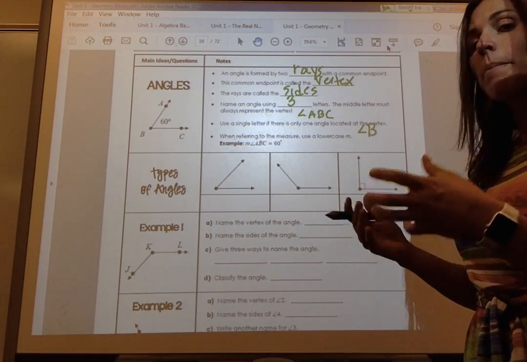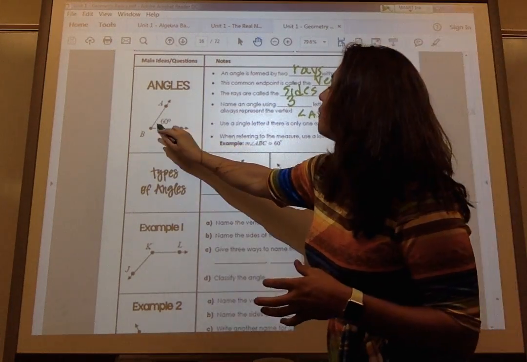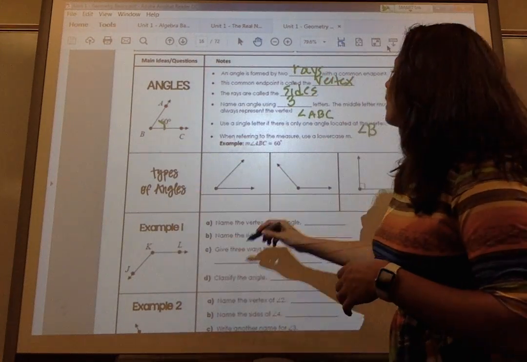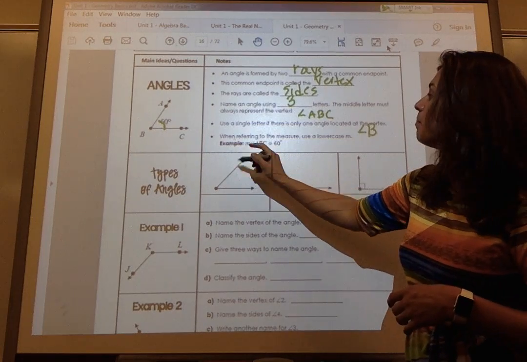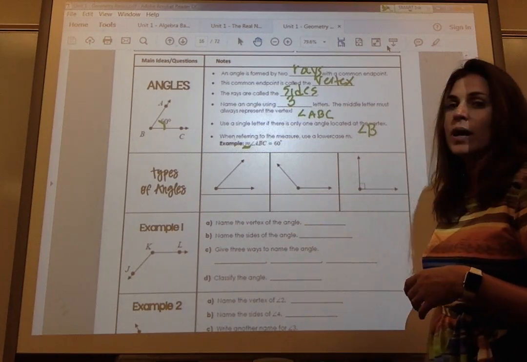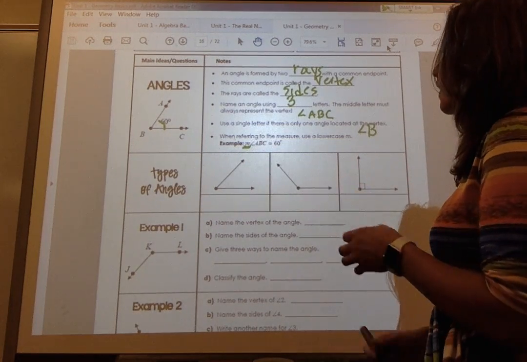When I refer to the measurement, so how much is the value of this angle, I would say measure of angle ABC is 60 degrees. And that's a big deal right there, that M. Okay, so that's when we're talking about the numbers of that angle.